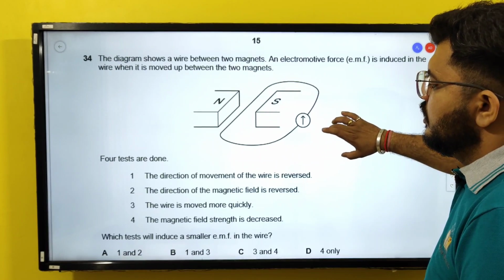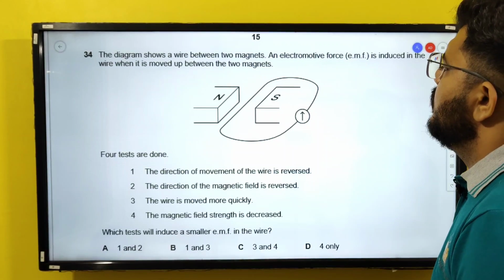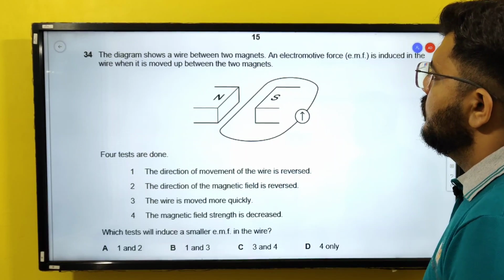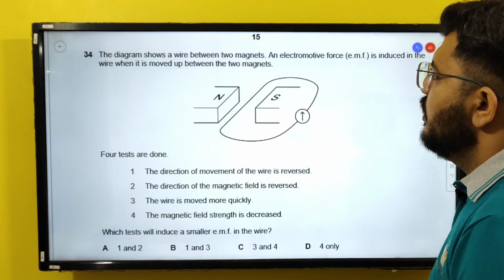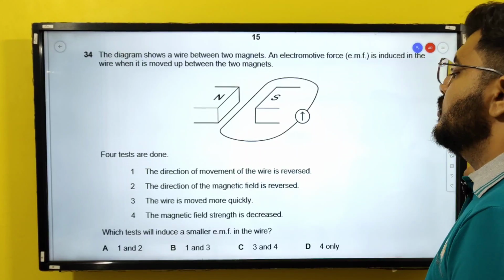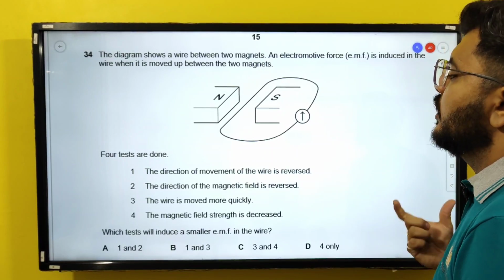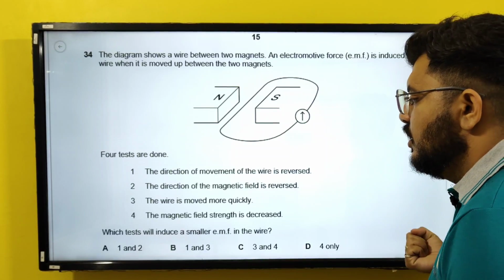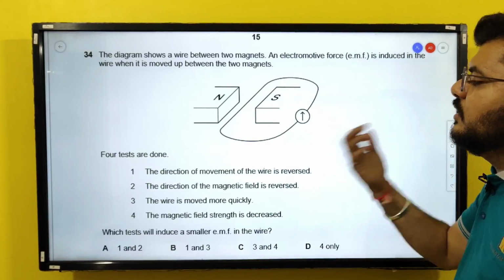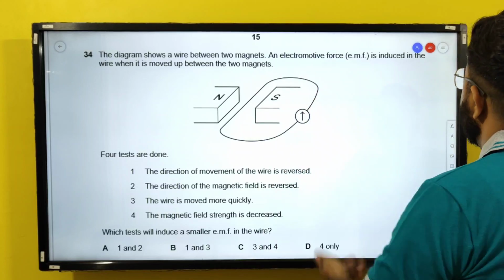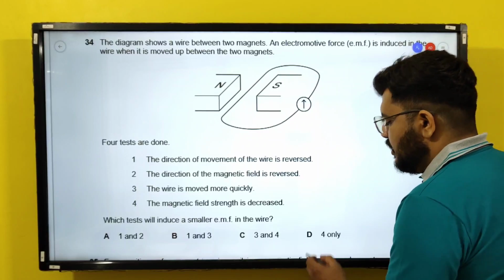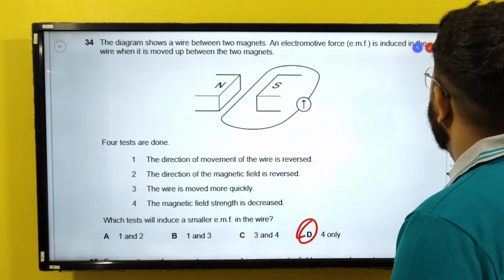Then we have question number 34. Diagram shows a wire between two magnets. An electromotive force is induced in the wire when it is moved up between the two magnets. 4 tests are done. The direction of movement of wire is reversed. The direction of magnetic field is reversed. The wire is moved more quickly and the magnetic field strength is decreased. Which test will induce a smaller EMF in the wire? Obviously, if you decrease the magnetic field strength, the current in the wire will decrease. So, only and only option 4 will help in decreasing the EMF, which is answer D, right?